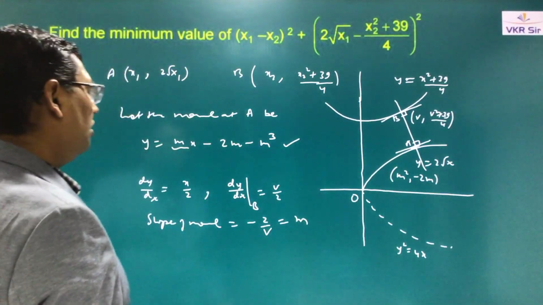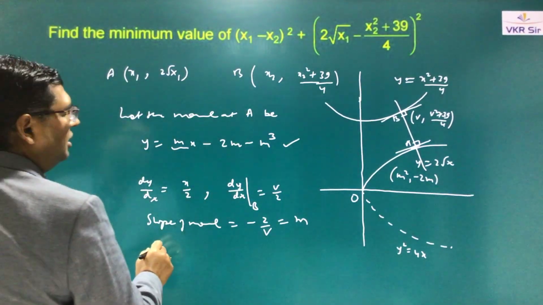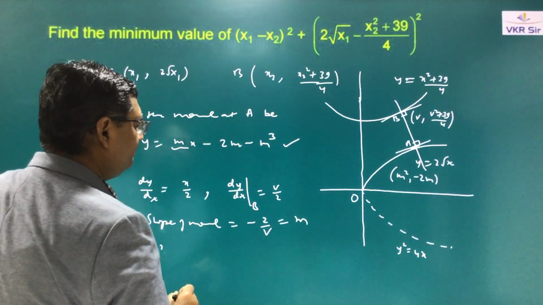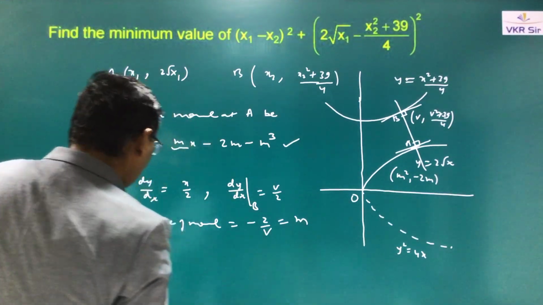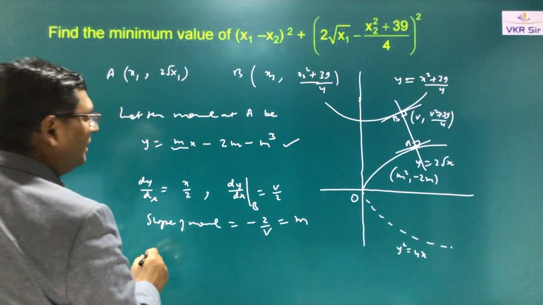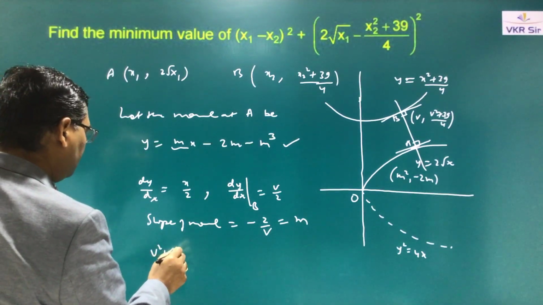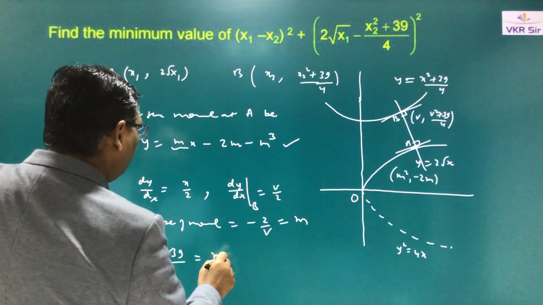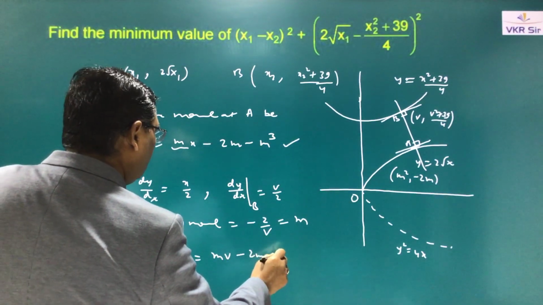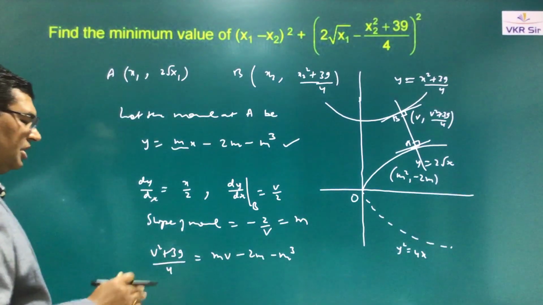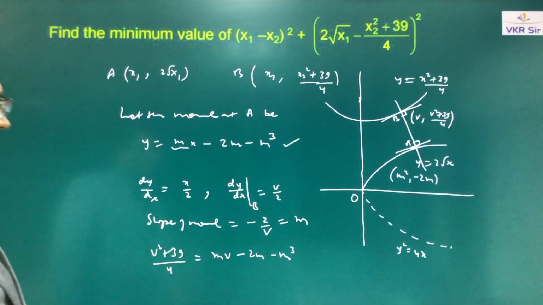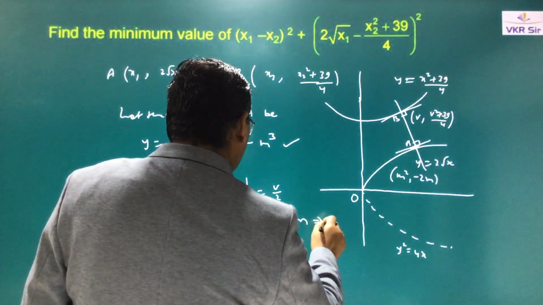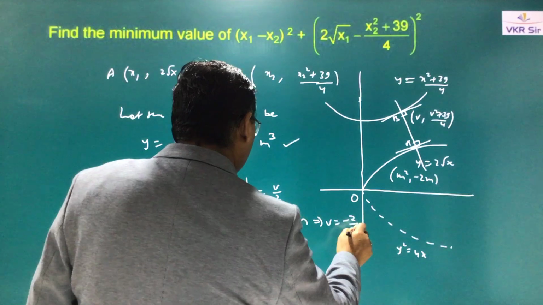So if I put the coordinates of b on this, what will I get? Coordinates of b is v square plus 39 by 4. So I will actually replace v by m. But let me put it first. v square plus 39 by 4 equal to mv minus 2m minus m cube. What we have got is a mixed equation in v and m. So first of all, we have to replace v here. So v will be equal to minus 2 by m.